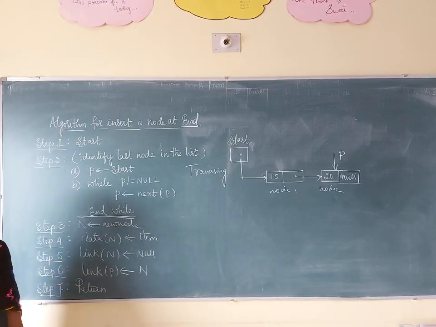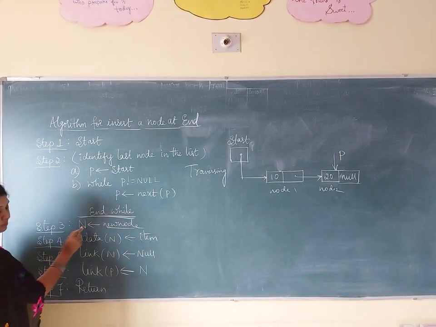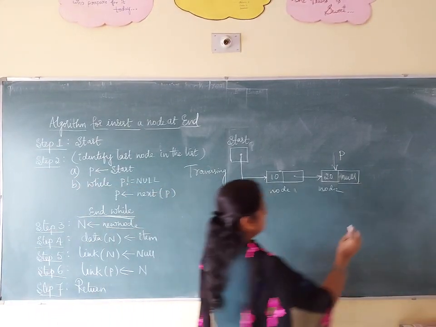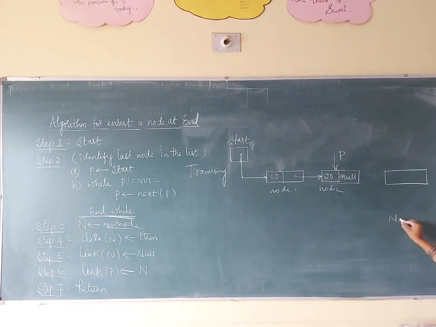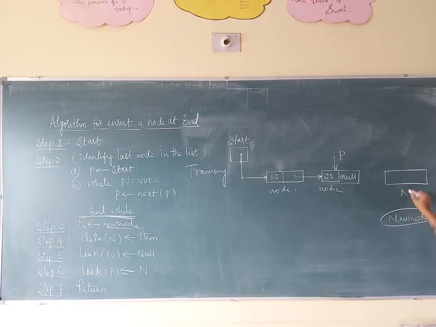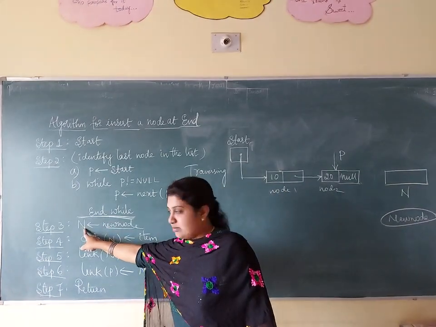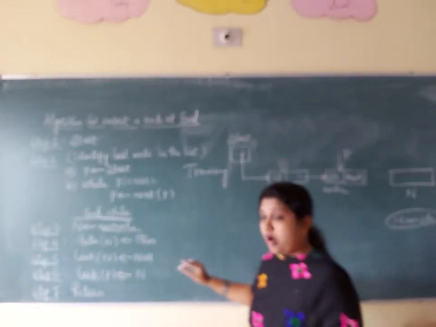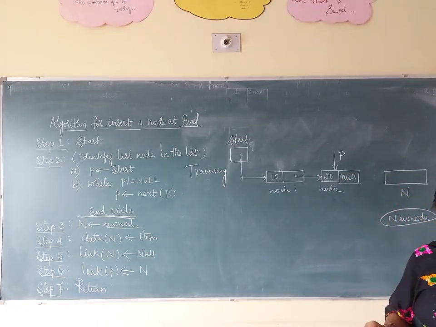Now what you have to do? You have to create a new node. So a new node by the name N. So consider this is your new node. This is your new node, and I am taking the new node name as N. Okay, clear? Now after creating this new node, immediately you have to insert data.